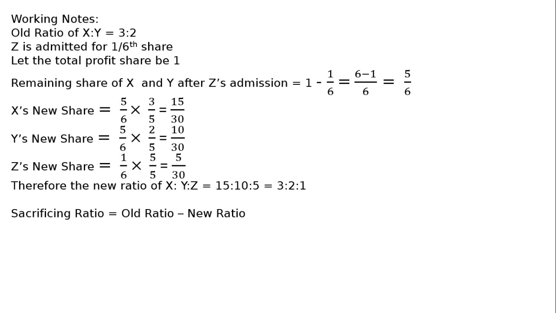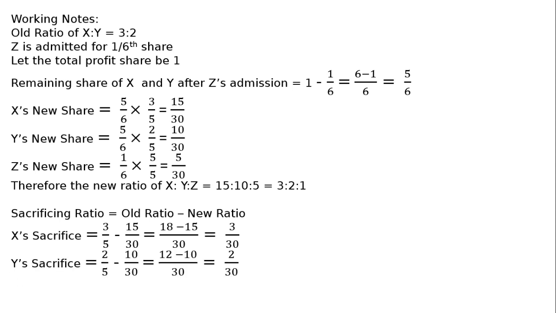Sacrificing ratio is equal to old ratio minus new ratio. X's sacrifice is equal to 3/5 minus 15 upon 30, that is equal to, LCM 30, 6 threes are 18 minus 15, that is equal to 3 upon 30. Y's sacrifice is equal to 2/5 minus 10/30, that is equal to, LCM 30, 6 twos are 12 minus 10, that is equal to 2/30. Therefore, sacrificing ratio is equal to 3:2.